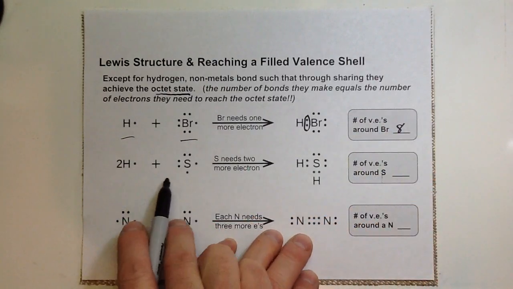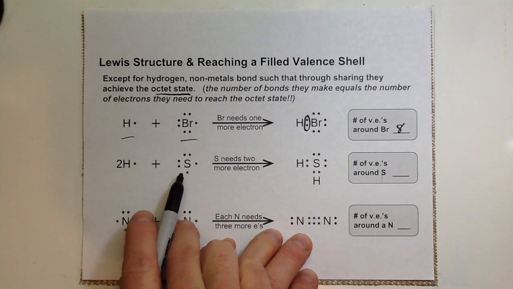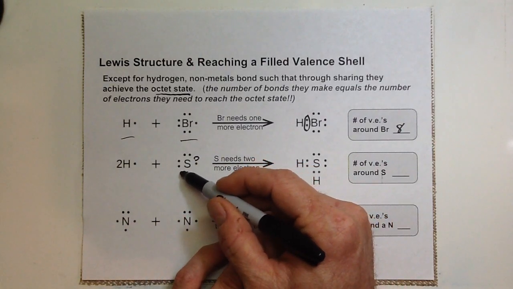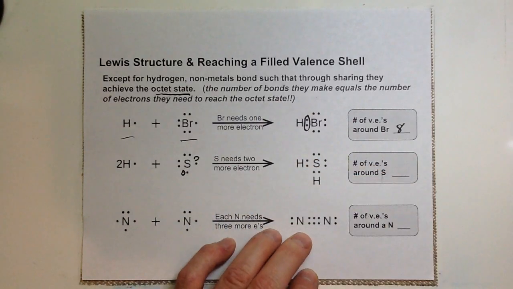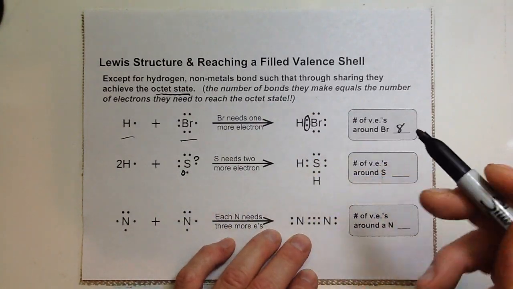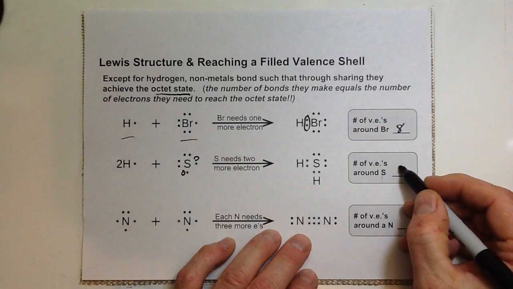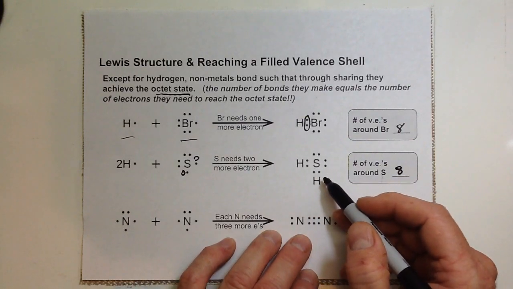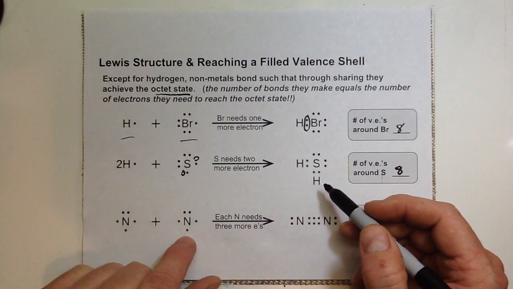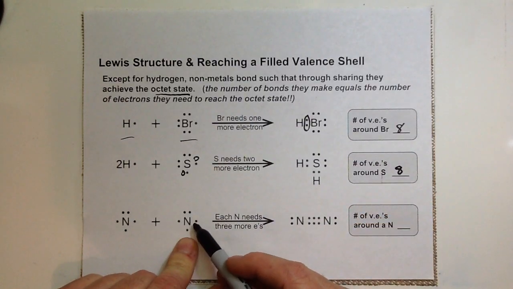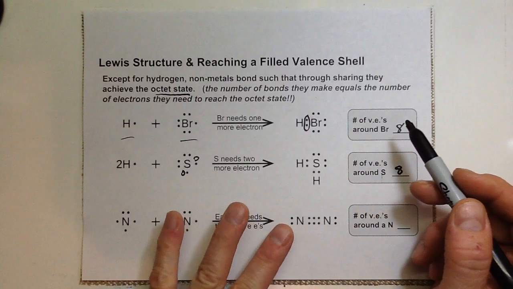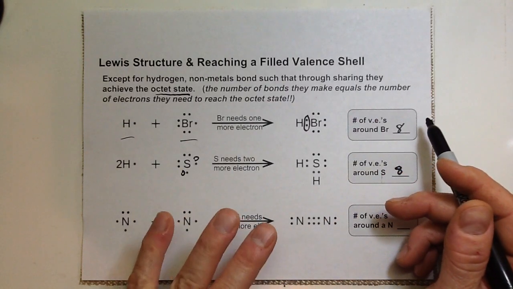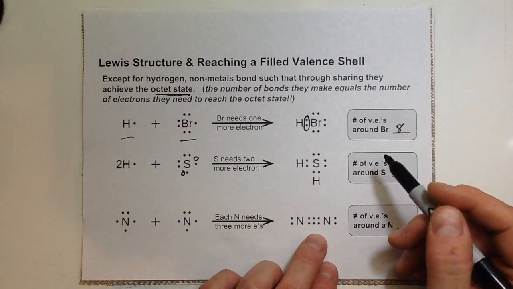So we can play this game for sulfur and hydrogen. Sulfur needs 2 more. We can fill in circles to say he's missing 2 spots, or he's only got 6 electrons, so he needs 2 bonds to receive 8 electrons around him. He needs to have 2 of these. And then of course you can play the game. Nitrogen has only 5 around it, so he needs 3 more electrons to achieve the octet state, and therefore he has 3 bonds. Well, there's not 3 bonds here.